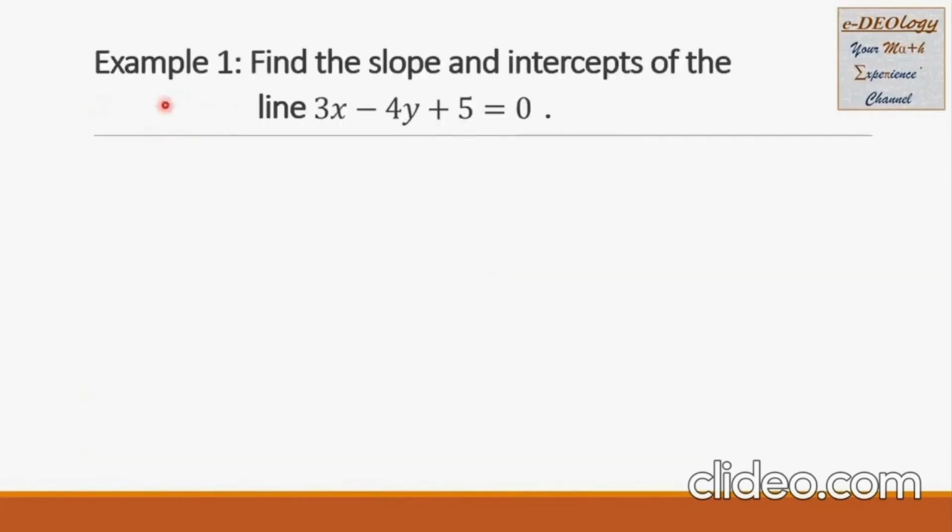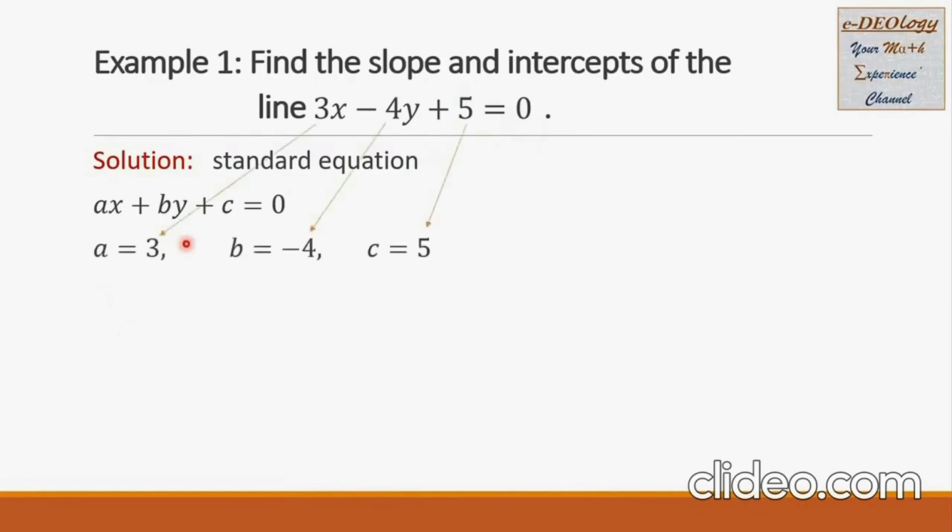Let us have one example. Find the slope and intercepts of the line 3x minus 4y plus 5 equals 0. First, let us write the standard equation of the straight line, ax plus by plus c equals 0. We can see here that the given line is already in standard form. So let us now collect the values of a, b, and c.